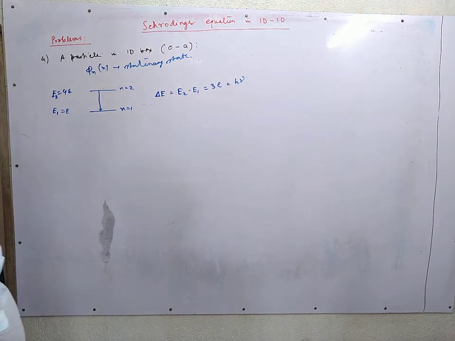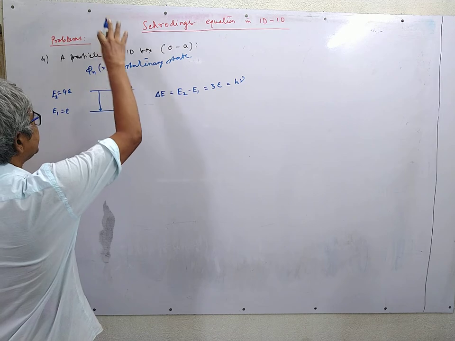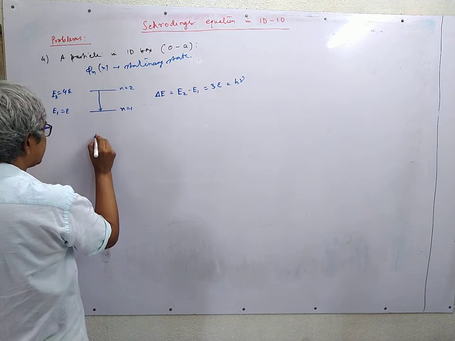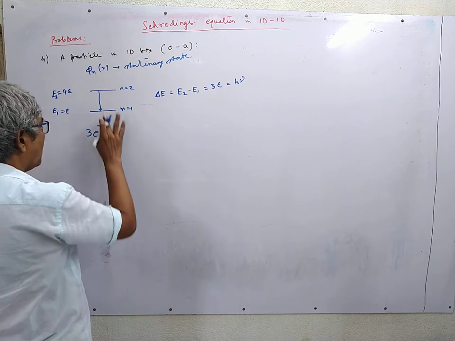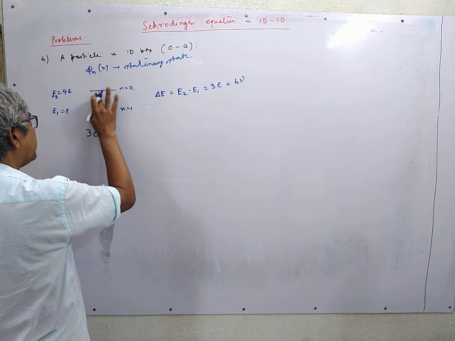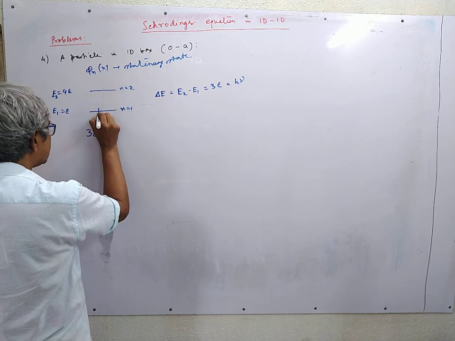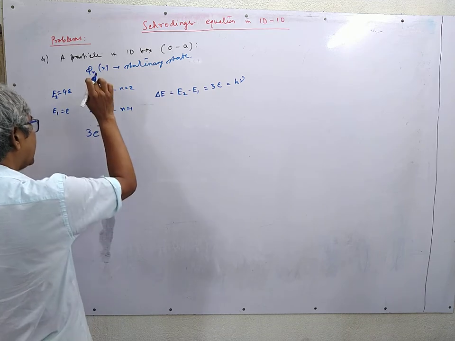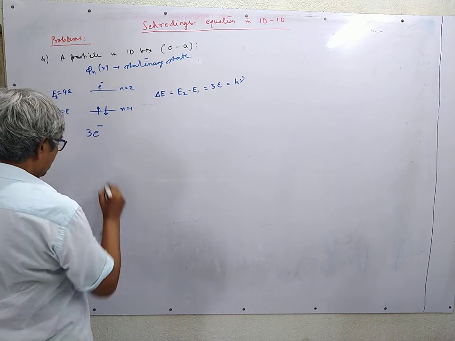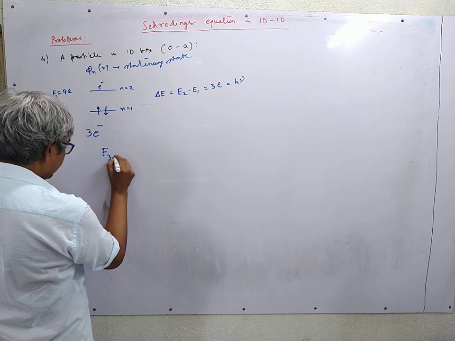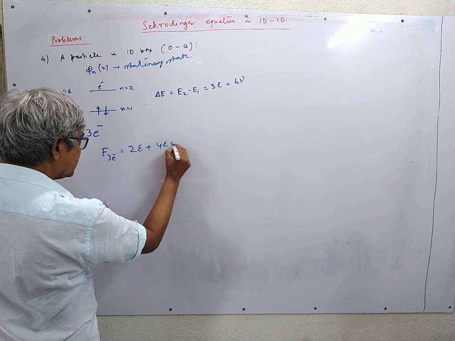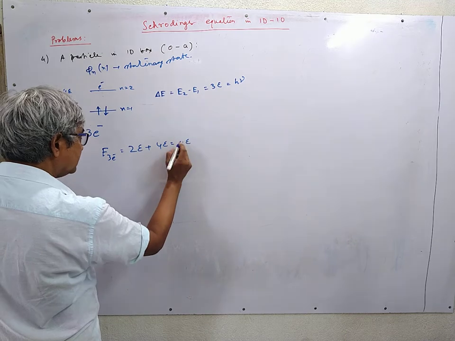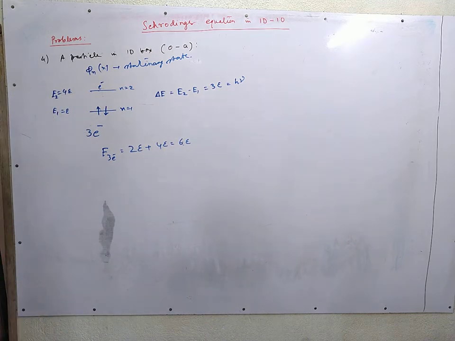Another problem is that there are 3 electrons within the well. What is the minimum possible energy state? The electrons being fermions, there cannot be more than 2 electrons in a state. So the first state is filled by 2, and another one will be in the second state. So the energy of the 3 electron system is equal to 2 epsilon plus 4 epsilon is equal to 6 epsilon. This is the minimum possible energy.